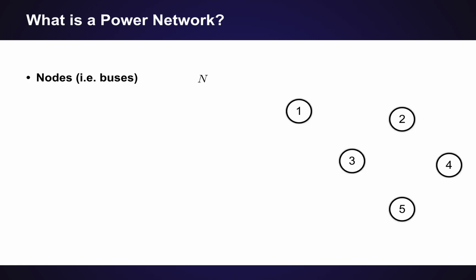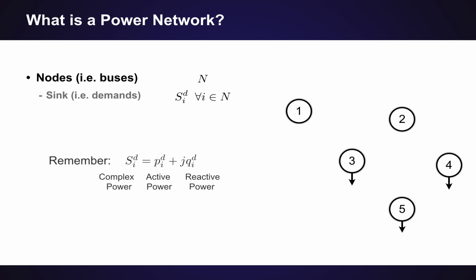So in the power network, we have a set of nodes, or so-called buses, that physically represent substations and connections inside of the grid. On some of those nodes, there are sinks, or so-called demands, which are withdrawing power from the node. Each of these sinks is given as a complex power, which consists of an active power consumption and a reactive power consumption. Additionally, on some of the nodes, we have sources, which represent generators, that are injecting power into the node at various locations.